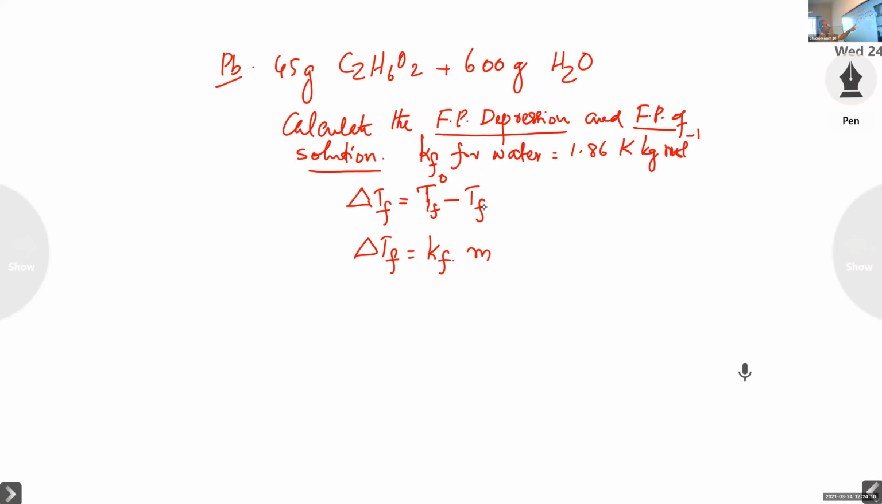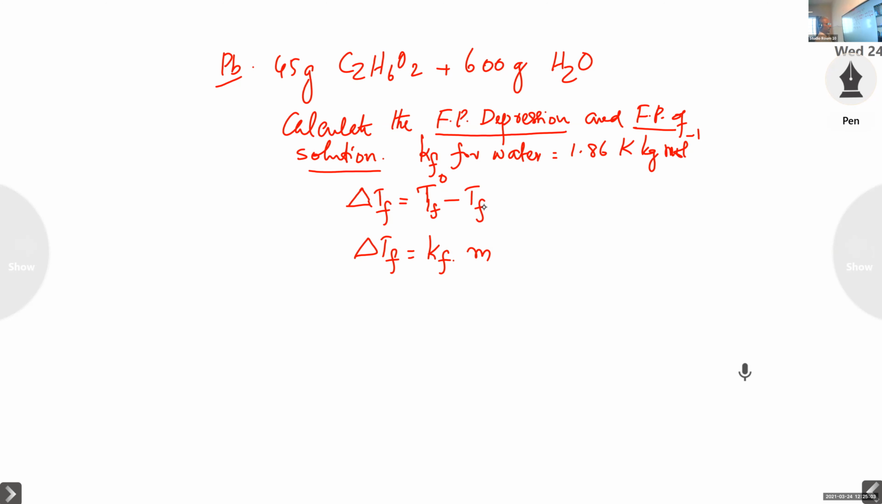So to get TF, we must know delta TF. Delta TF we get using the second equation. So you write the equations known to you. Delta TF is equal to TF0 minus TF. Second equation: delta TF is equal to KF into M, molality. KF is given to us, 1.86.